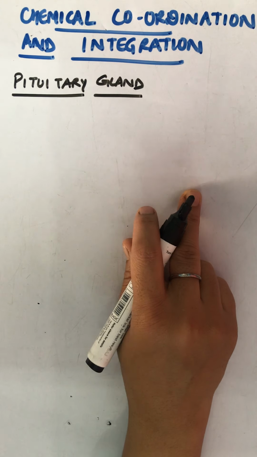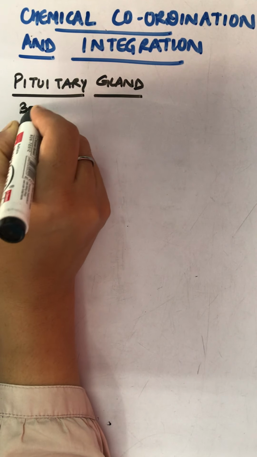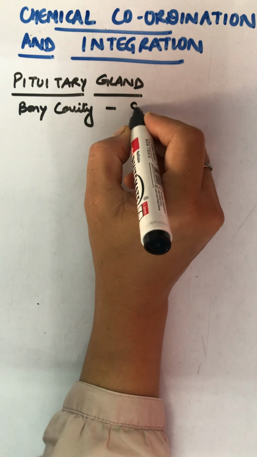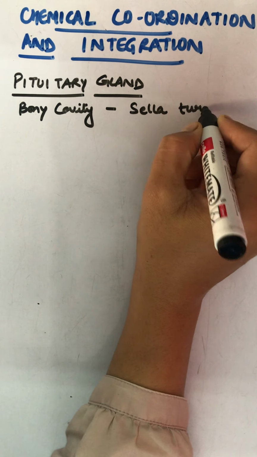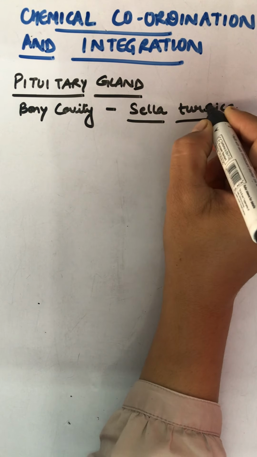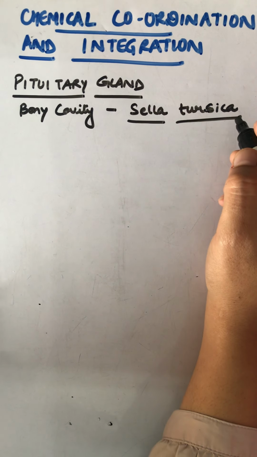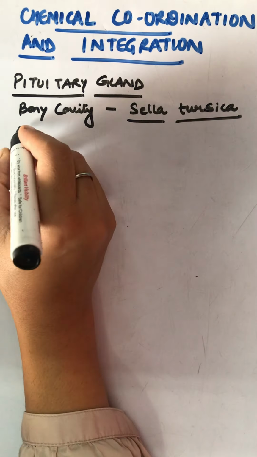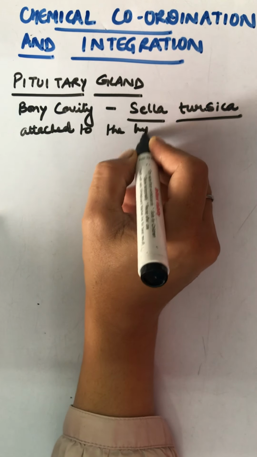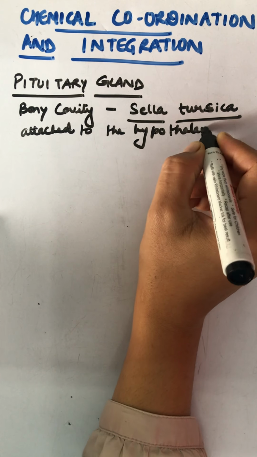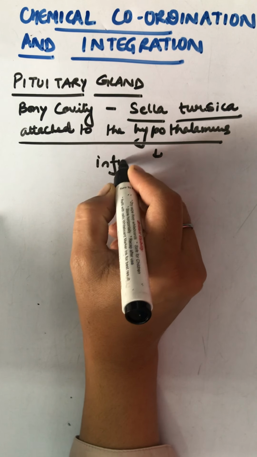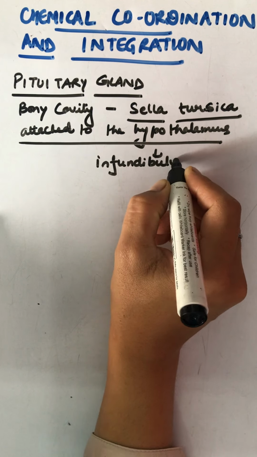Pituitary gland. This is located in a bony cavity which is known as sella turcica, and is attached to the hypothalamus by a stalk known as infundibulum.